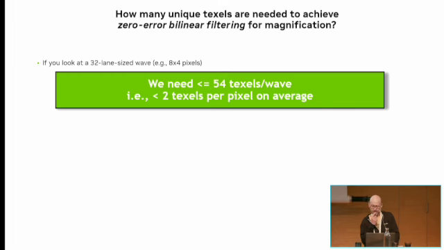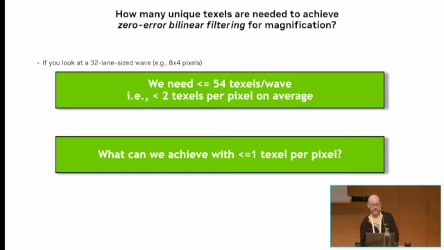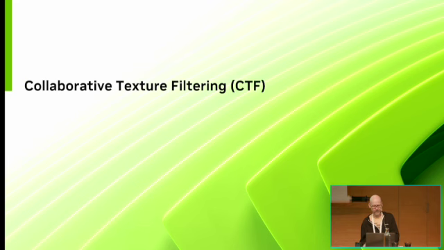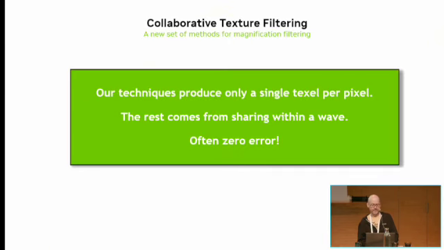And so that leads us to a question, what can you do with at most one texel per pixel? And it turns out you can do a lot with that. And that's what I'm going to talk about now. So our algorithms are called collaborative texture filtering. And as I said, we have 3 techniques, and they produce a single texel per pixel. The rest comes from sharing within a wave, a GPU wave, and we often have 0 error.